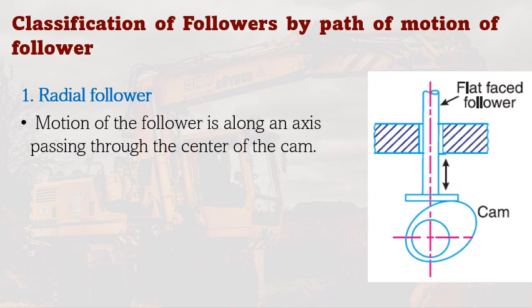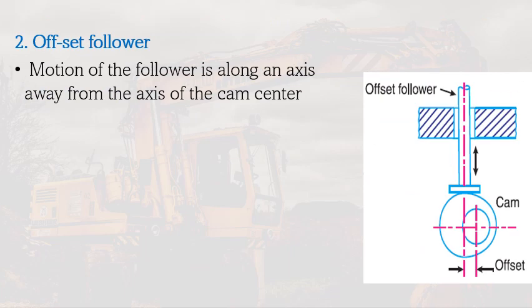The third classification is based on the path of motion of the follower. The first one is a radial follower. Here, the motion of the follower is along an axis passing through the center of the cam. So as you can see in the illustration, the axis of the follower and the cam coincides. On the other hand, for offset follower, the motion of the follower is along an axis away from the axis of the cam center. So as you can see there is an offset between the center of the follower as well as the center of the cam's rotation. So this is then called offset follower.